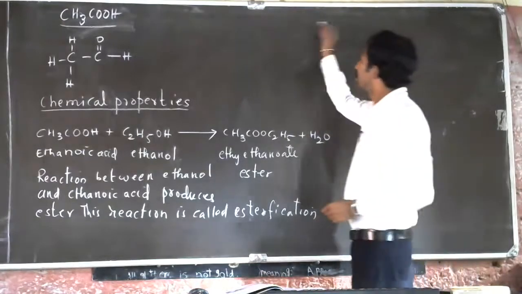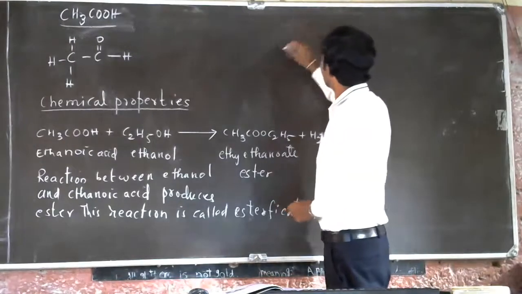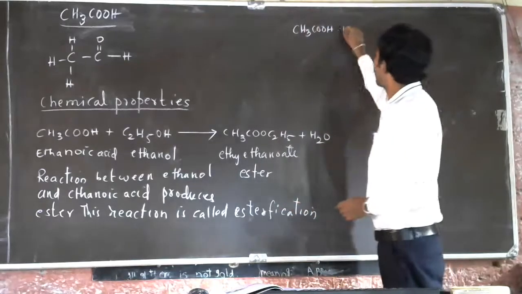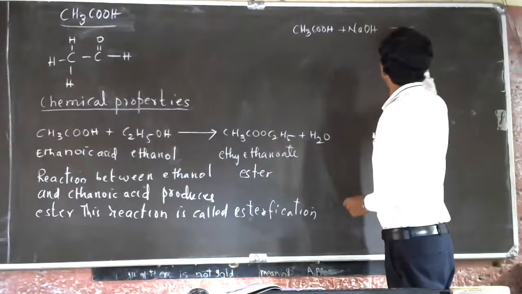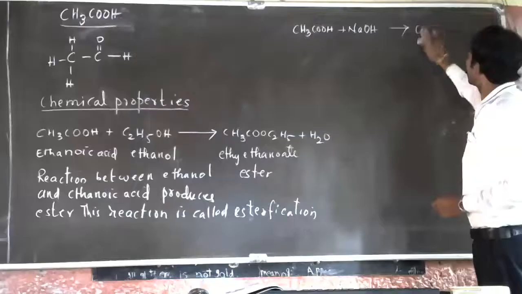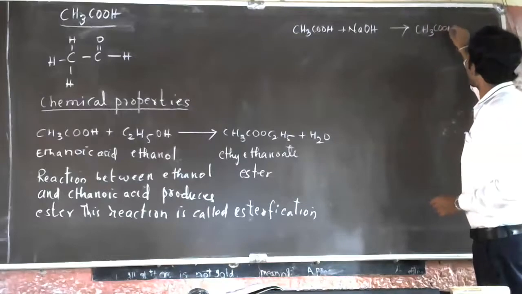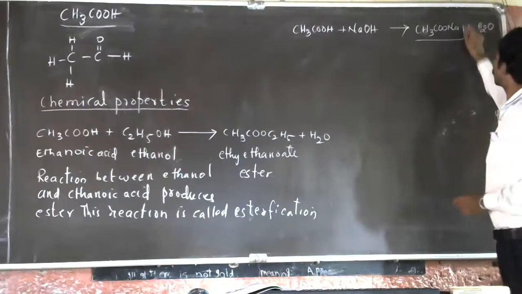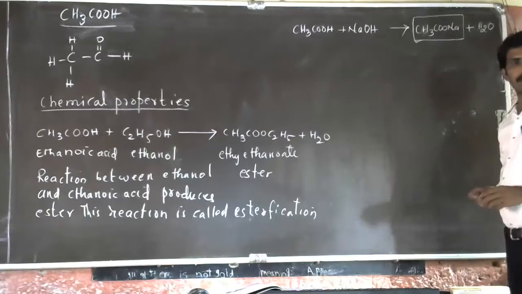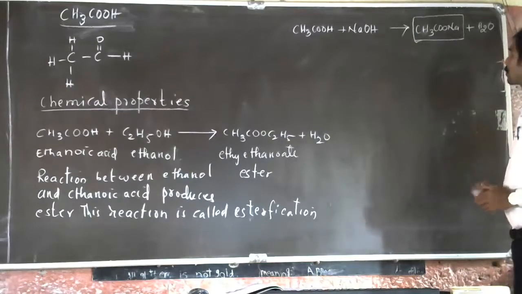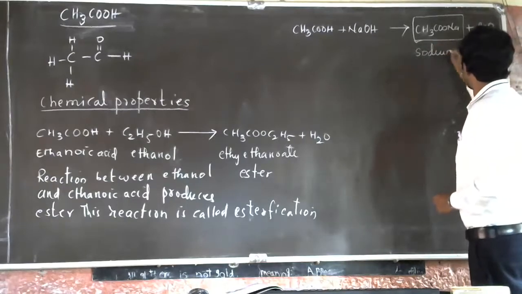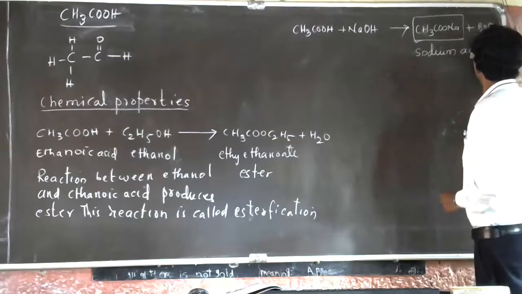Similarly, ethanoic acid also reacts with NaOH to form CH3COONa plus H2O. You can see here the product is formed. That product is called sodium acetate. We call it sodium acetate.